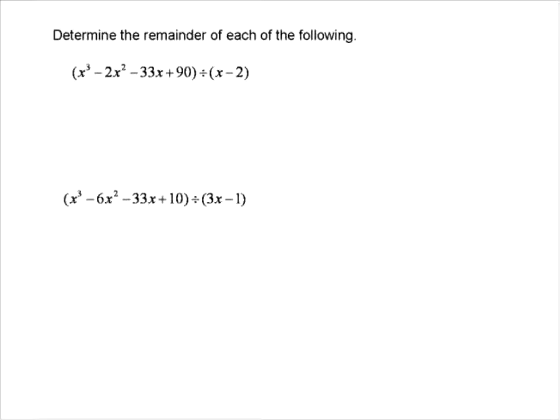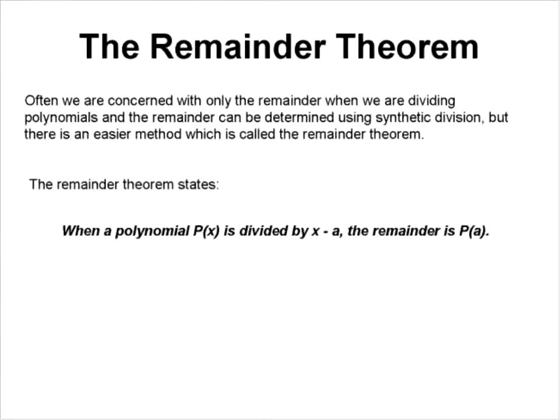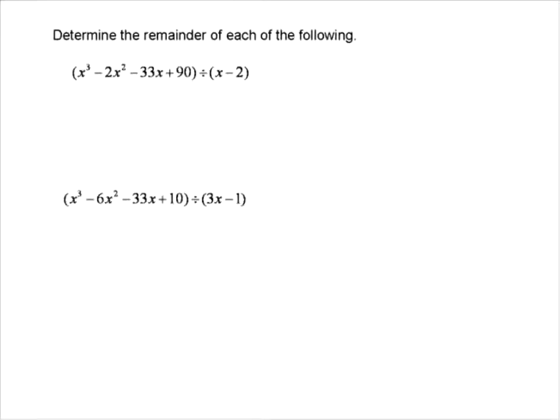We want to determine the remainder of each of the following. So remember, the remainder theorem tells us that if it's divided by x minus a, the remainder is p of a. So what we have to do is first determine what is a in this case. Now the first one is pretty easy because our a value is just 2. Alright, so now all we have to do to determine the remainder is take 2 and plug it in for x and solve for our polynomial.